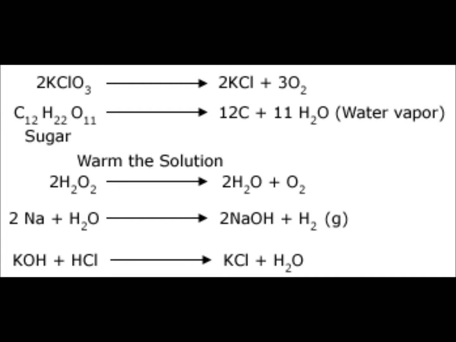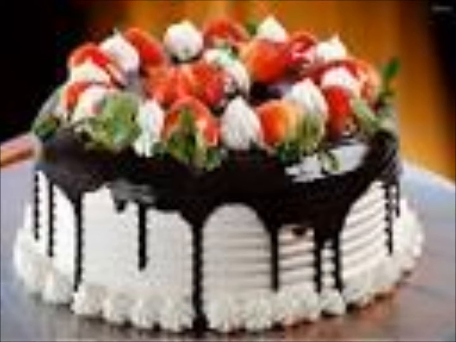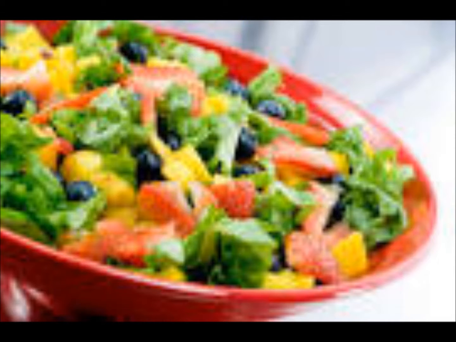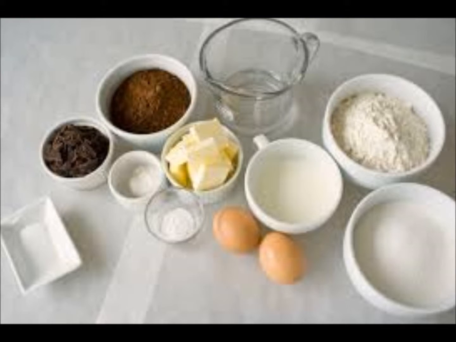An irreversible reaction can be thought of as baking a cake, while a reversible reaction can be thought of as making a salad. Once the cake is made, you cannot pick apart the flour and eggs and other ingredients, but once you make a salad, you can separate it into its original ingredients.